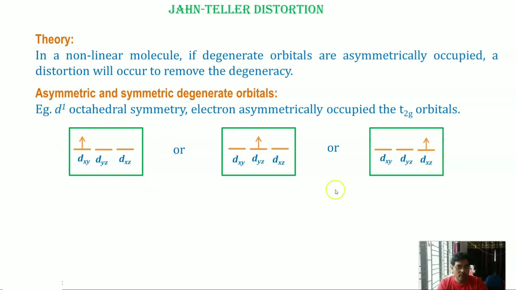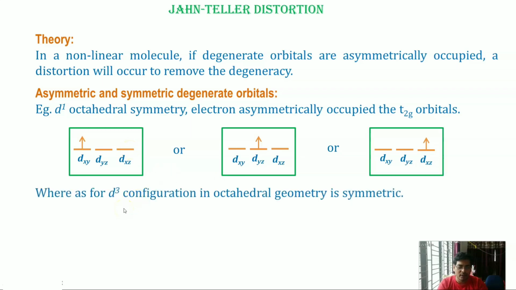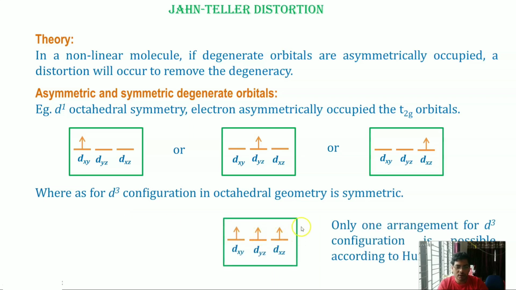So we term this configuration asymmetrically occupied, because all three orbitals are not occupied by electrons. Whereas if you have d3 configuration, then all three orbitals will be occupied by three electrons. So these are symmetrically occupied. I think you understand the difference between asymmetrically and symmetrically occupied. Suppose you have d2 configuration, then the d2 configuration will also be asymmetrically occupied.